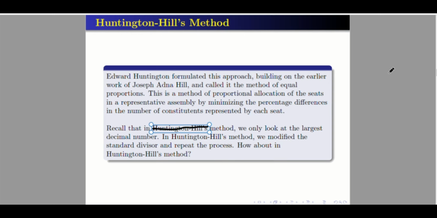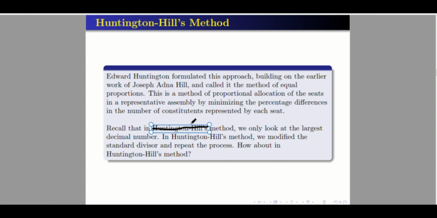So now let's have the last method, Huntington-Hill's method of apportionment. Edward Huntington formulated this approach, building on the earlier work of Joseph Adna Hill, and called it the method of equal proportions. So this is a method of proportional allocation of seats in a representative assembly by minimizing the percentage differences in the number of constituents represented by each seat.